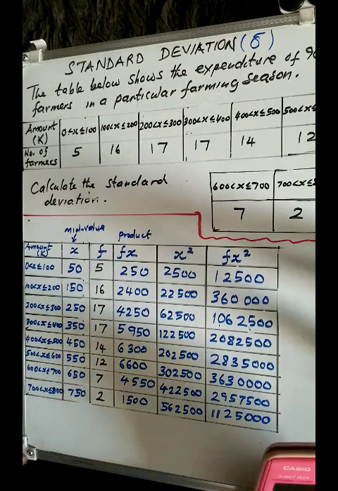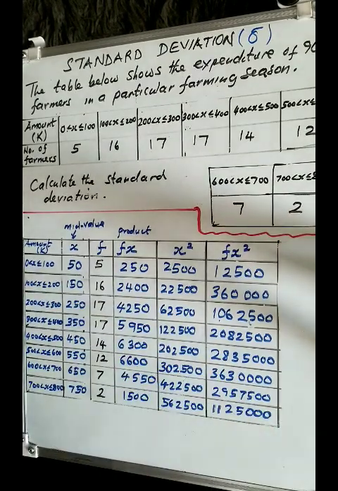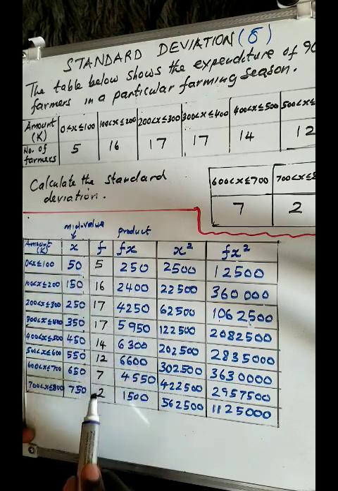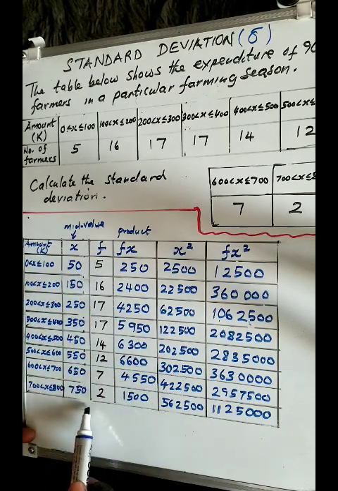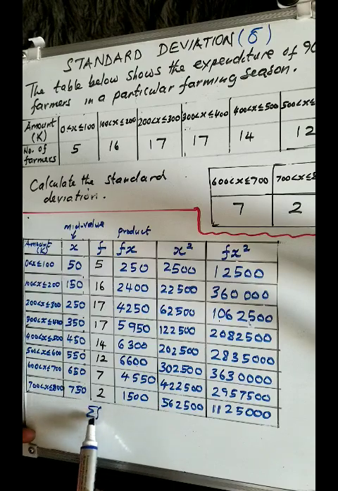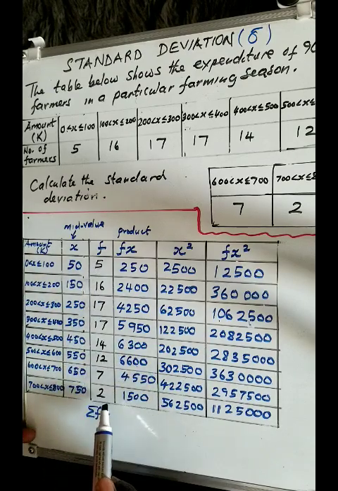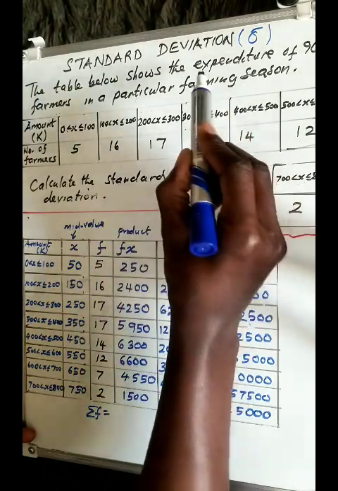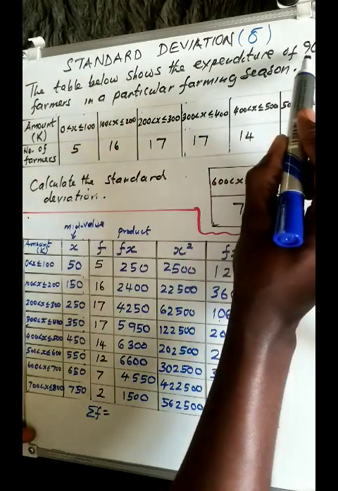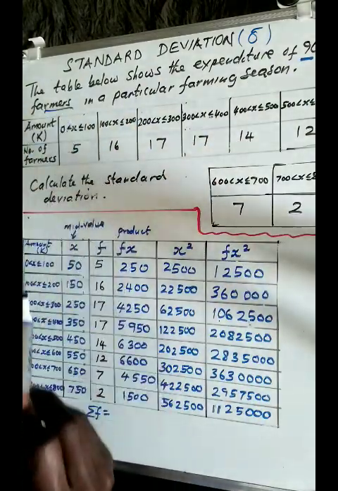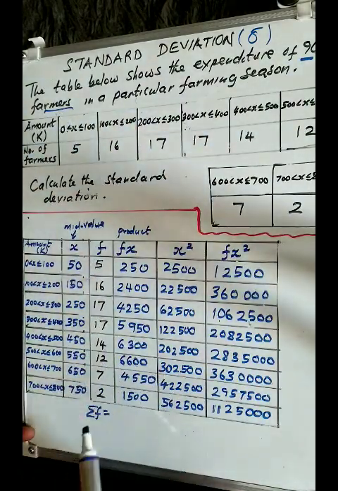Now, what do you do from this stage once you have those values? Well, it's very simple. What you need to do is find the summation of the frequency. So we are going to find the summation of the frequency. So you add all these. Now, because they told us that the table shows the expenditure of 90 farmers, meaning when I add all this, that is equal to 90.